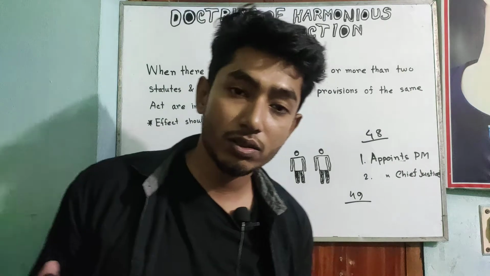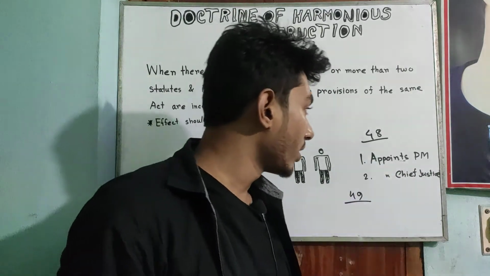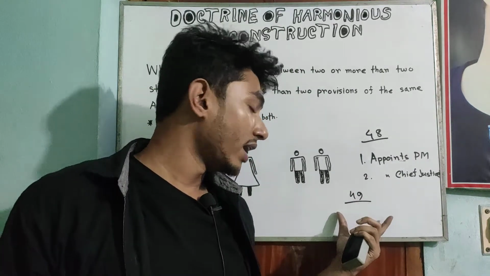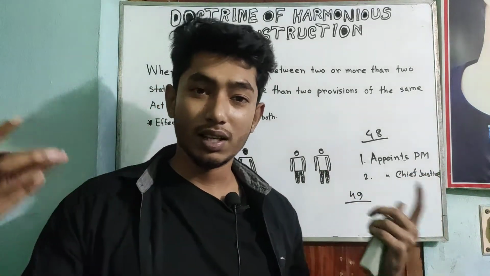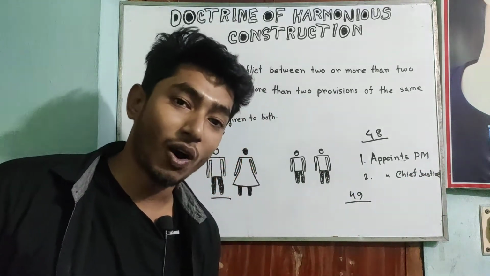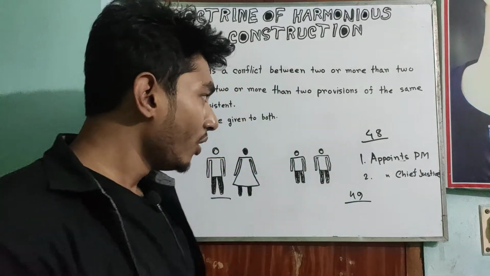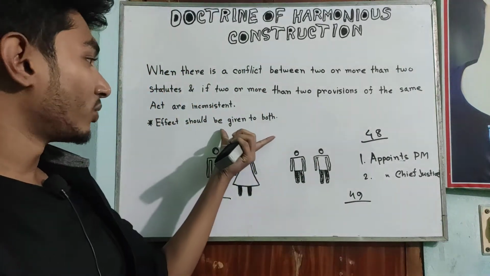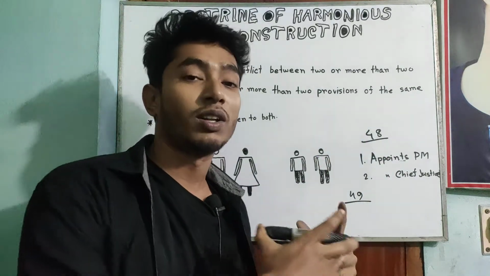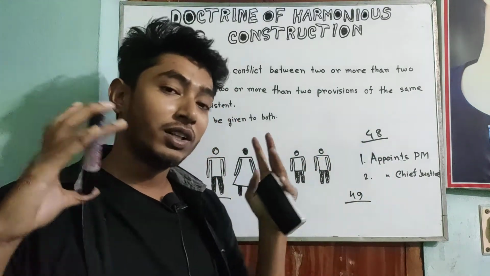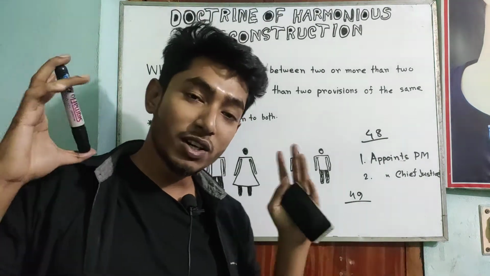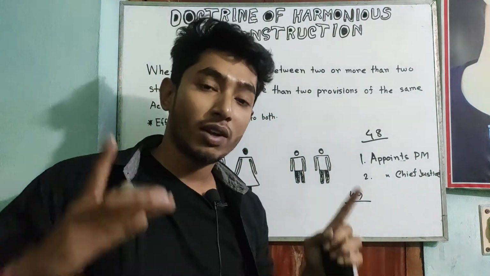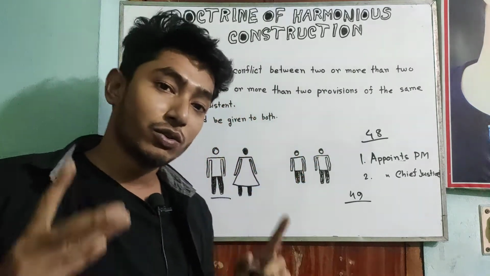Then isn't it a conflict? Yes, it is a conflict, because Article 48 says the President needs to consult with the Prime Minister to do something, but Article 49 says the President has the power to do something. So what will we accept? We should accept both of them, right? Because in our rules, effect should be given to both. That conflicting provisions, we cannot cancel or deny one of them. We have to interpret in some way that every provision in the act should be effective.